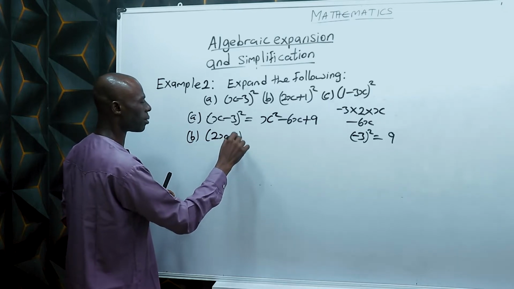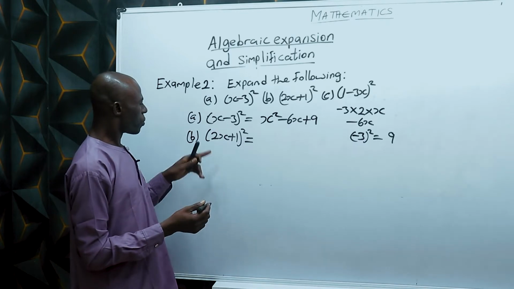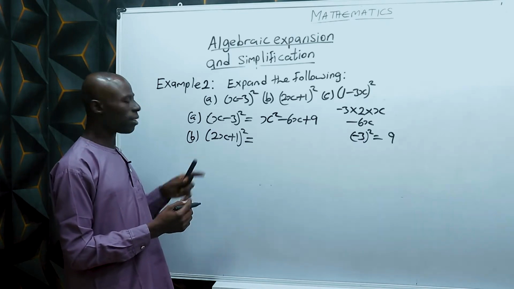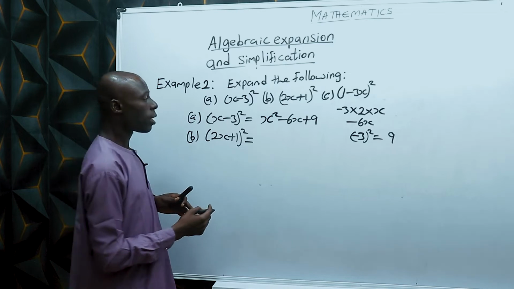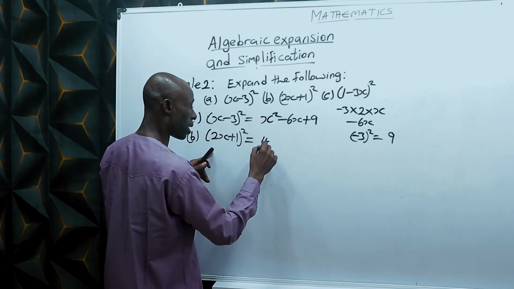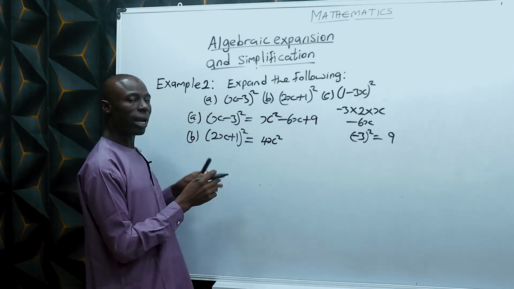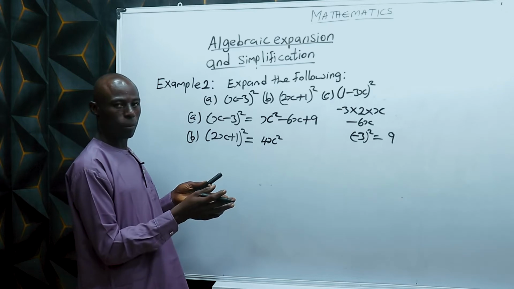2x plus 1 whole square. Square the first thing in this bracket. The first thing in this bracket is 2x. And when you want to square 2x, 2 will be 4. When you square it, x will be x squared. So the square of 2x is 4x squared.